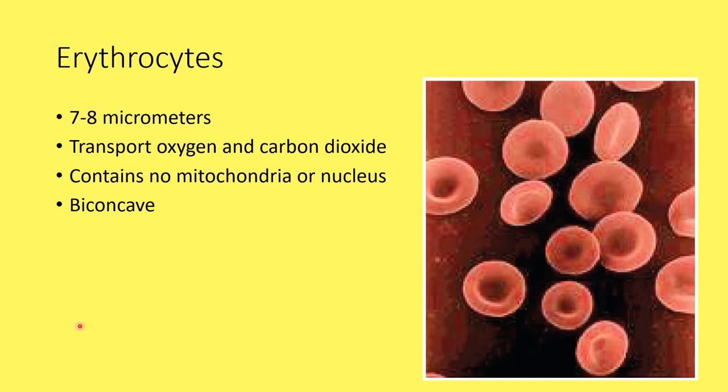You can see the shape of it. It's biconcave. That increases surface area. It's also very flexible. It can kind of fold in on itself to get through some of the blood vessels, like the capillaries that are very small diameter. Only about one cell can get through at a time. And sometimes they have to kind of fold over on themselves to pass through.